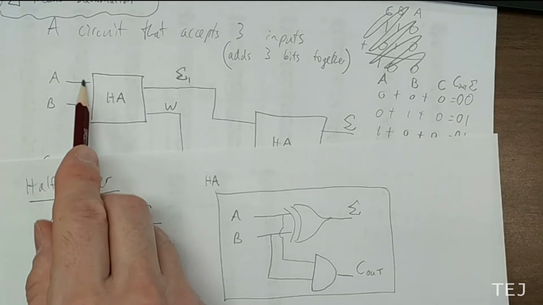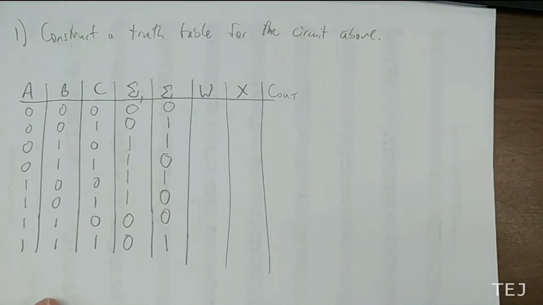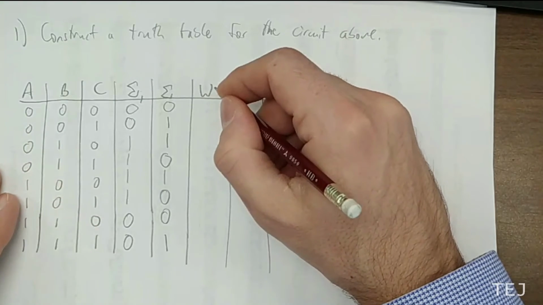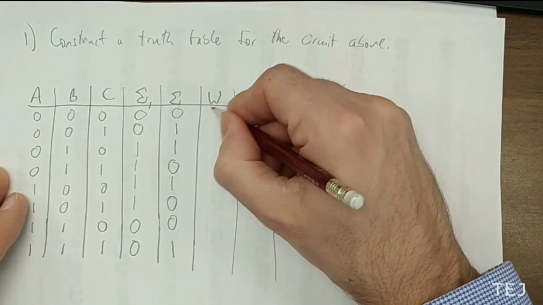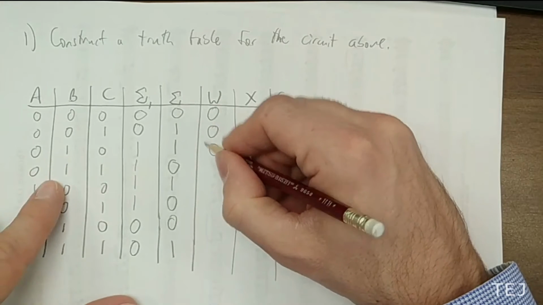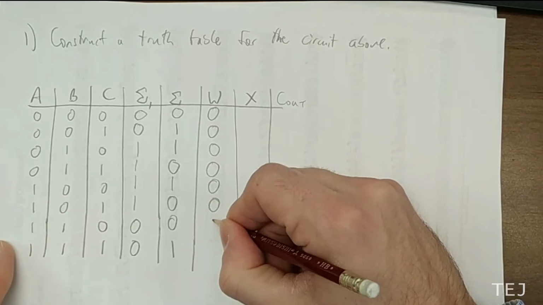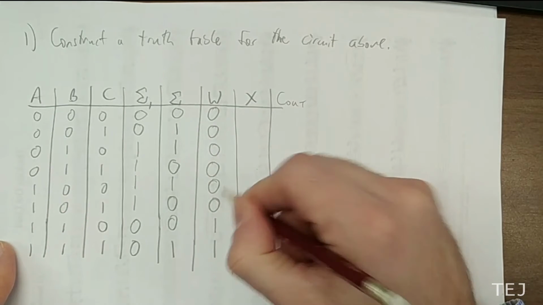So what are our two inputs? A and B. So we're just going to do A ANDed with B for W. So A ANDed with B. The only time we'll get a 1 is at the very end, right? The 1 at the end.